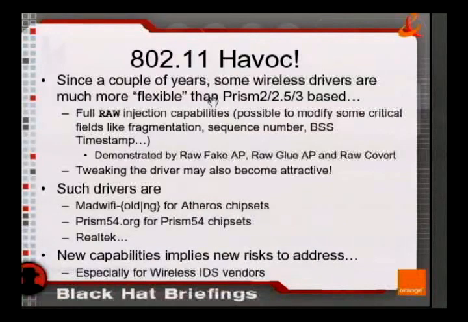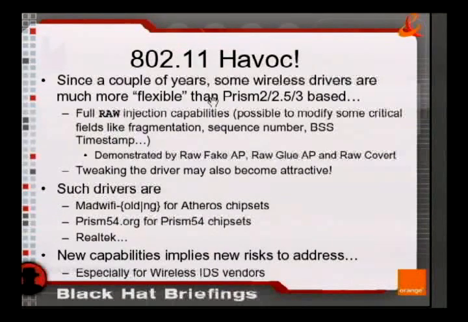So since a couple of years, the drivers on Wi-Fi are much more flexible. It's possible to do many things, and of course the raw injection capabilities bring many possibilities. There are many drivers like Mad Wi-Fi, like Prism 54 or RealTek, that will allow you to do some packet injection on Wi-Fi.